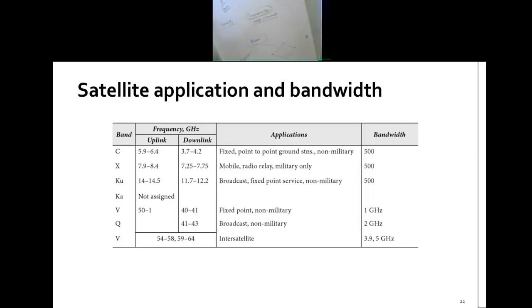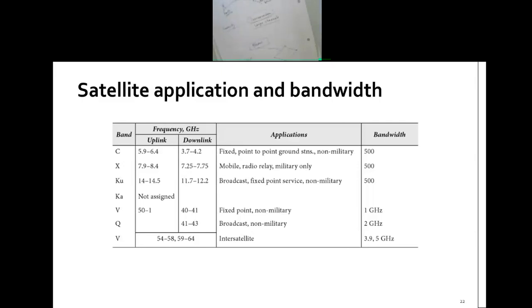And the satellite bands and their applications are mentioned. And here, what will be the bandwidth for the particular band? Now, these are all the examples here. Okay. Here is the C band, and the uplink frequency and downlink frequency are given here: uplink 5.9 to 6.4 gigahertz, and downlink frequency is from 3.7 to 4.2 gigahertz. Applications are fixed point to point, or ground stations and non-military applications. And the bandwidth required is about 500 megahertz.